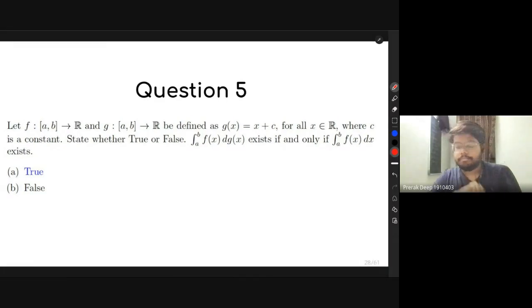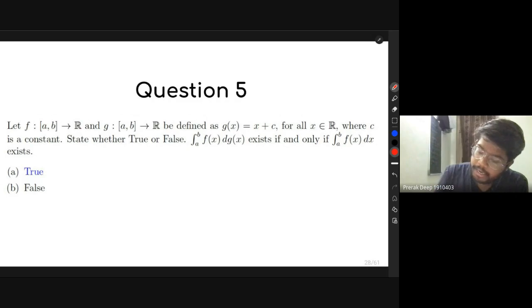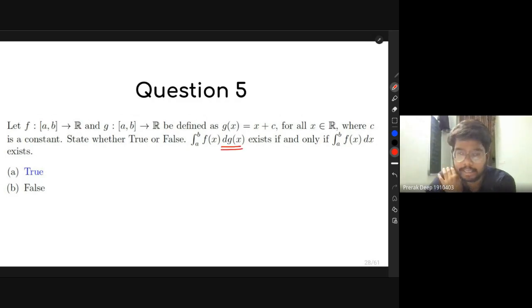Okay. So here you might ask what is dg(x). So it is the change of variable. So in the last question also we changed the variable by some linear function. In this question also we are changing the variable of the domain of integration by some linear function. Okay. Now such type of change of variable.